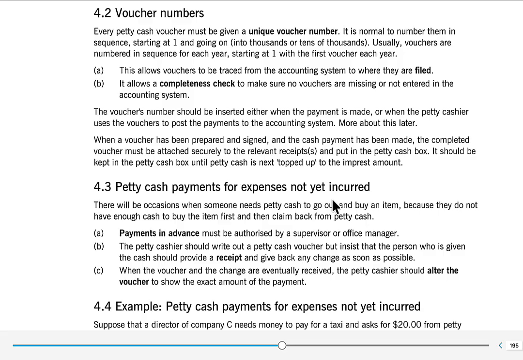Here is a small classroom example to make it very clear. Imagine you are the petty cash cashier. You make 5 payments in 1 week. Payment 1, taxi fare. Payment 2, stamps. Payment 3, milk. Payment 4, tea and coffee. Payment 5, stationery. Now you number the vouchers. Voucher 1, taxi fare. Voucher 2, stamps. Voucher 3, milk. Voucher 4, tea and coffee. Voucher 5, stationery.